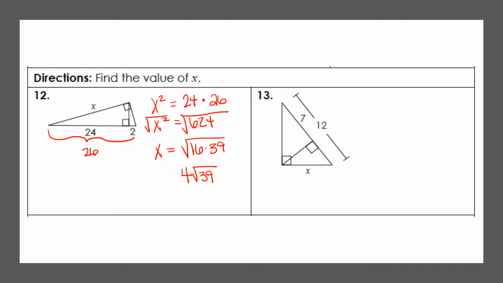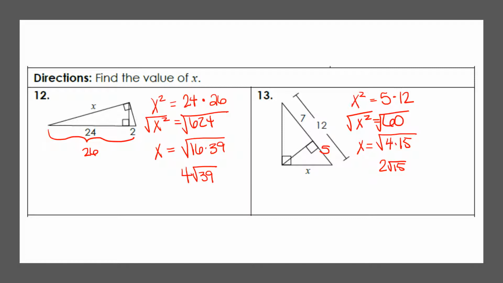On number 13, my leg is x. I don't have the piece of the hypotenuse that touches it, but I do have the whole length and the other one. So I can take 12 minus 7 and get that this piece that touches it is 5. So now if I do leg squared, x squared equals the part that touches it, 5, times the whole length, 12, or x squared is equal to 60. Square root both sides. So I have x equals the square root of 60. If I break it down, I can break it down to 4 times 15. That's the biggest perfect square that will come out of it. So my final answer is actually 2 radical 15.